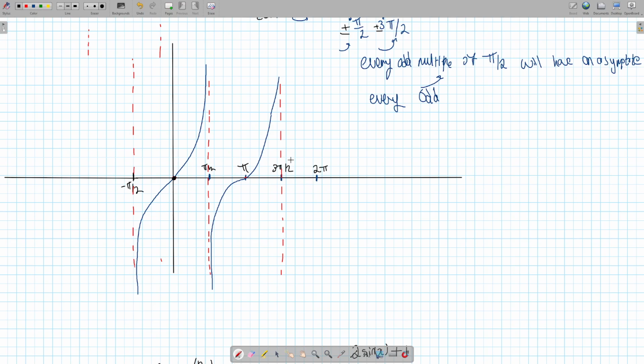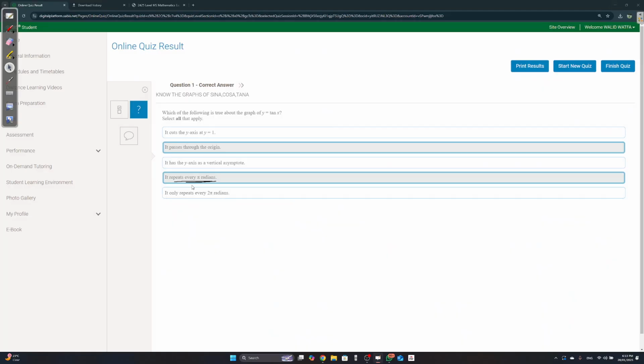In between them, how much do you have? What's 3 pi over 2 minus pi over 2? Just to show you, 3 pi over 2 minus pi over 2. How much space do you have between them? It's going to be 2 pi over 2, right? And when you cancel the 2's, you're just going to get pi. So that actually proves to you that the period repeats itself every pi radians, or every 180 degrees.